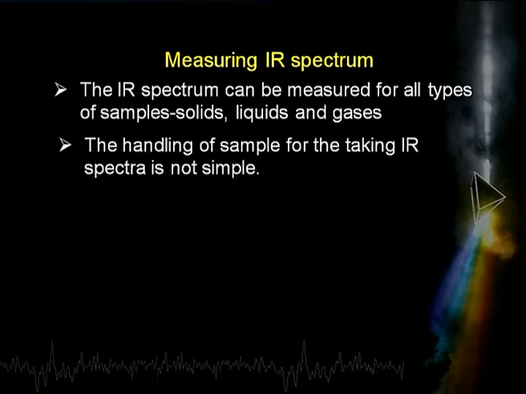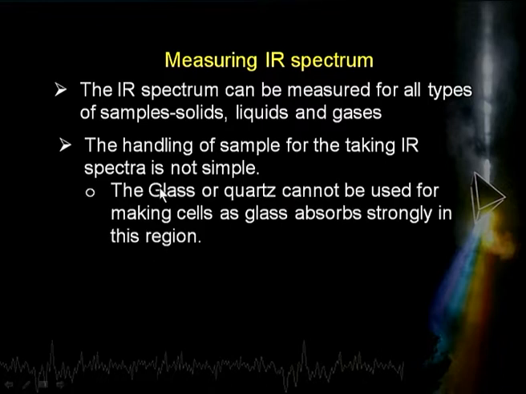In UV spectroscopy, remember, we just take a solution or a liquid sample as such, put it into a cuvette, maybe a glass cuvette or a quartz cuvette, put it in the line of the radiation, and measure it. That is simple. But in the case of IR radiation, this is not so. Firstly, the glass or quartz which we use almost exclusively in UV spectrometry cannot be used here, because glass absorbs strongly in this region.